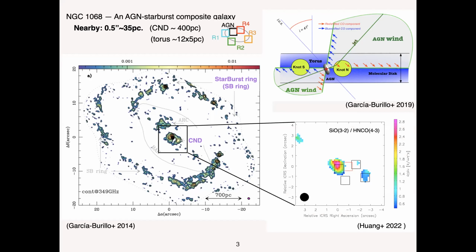As an example from our paper, this plots the ratio between SiO and HNCO. I also plotted several reference positions around the CND with respect to the schematic illustration. From this map, we see a clear transition from the east part to the west part, where this ratio transitions from greater than 1 to lower than 1. This is just an example. We also see a lot of other chemical signatures from different species.